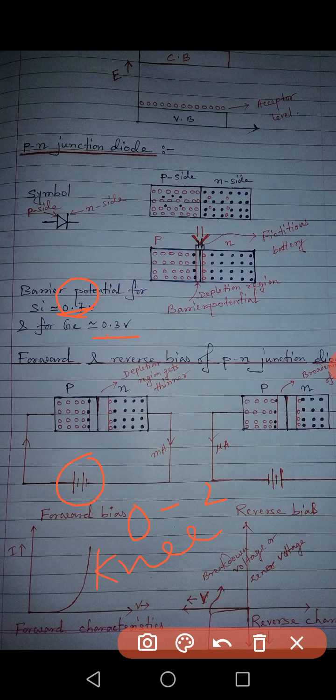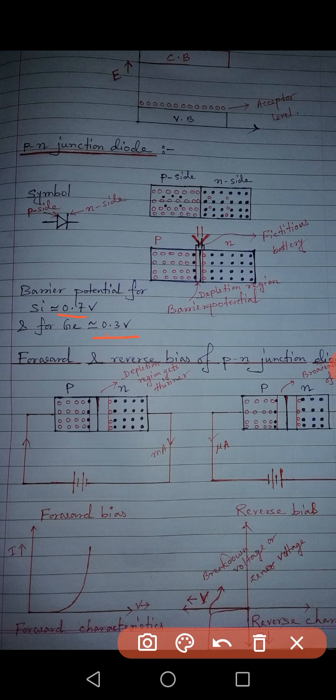So what is knee voltage? In forward characteristic of PN junction diode, knee voltage is the voltage beyond which the current in the circuit increases significantly. Okay, this is the knee voltage. So this is about forward bias.